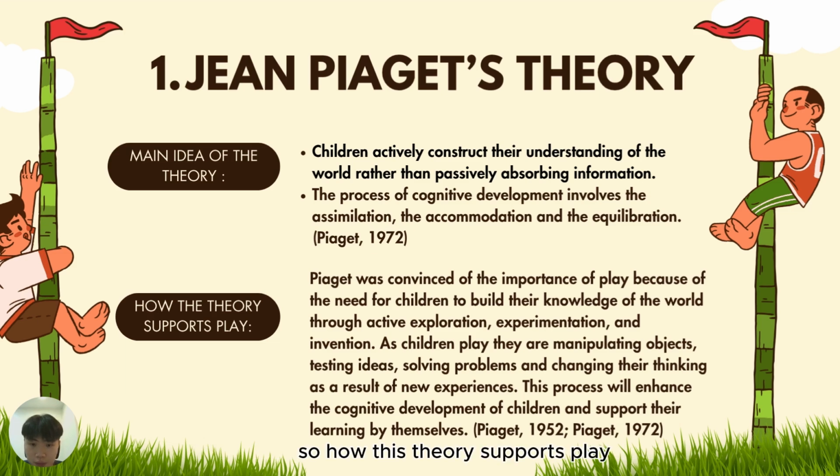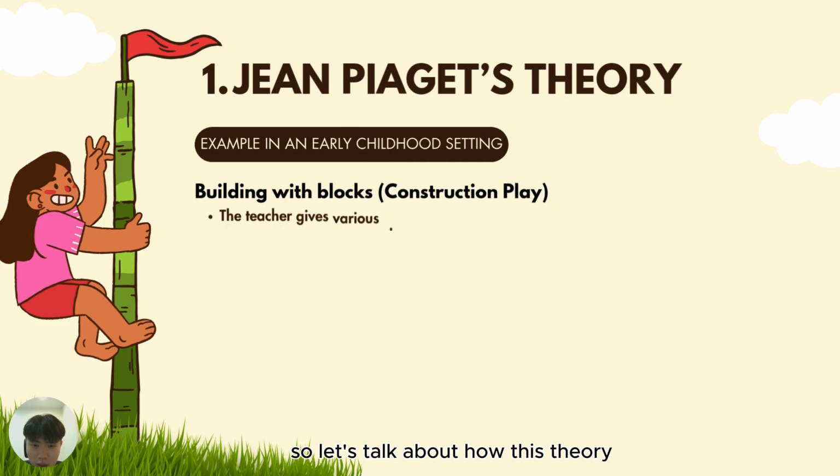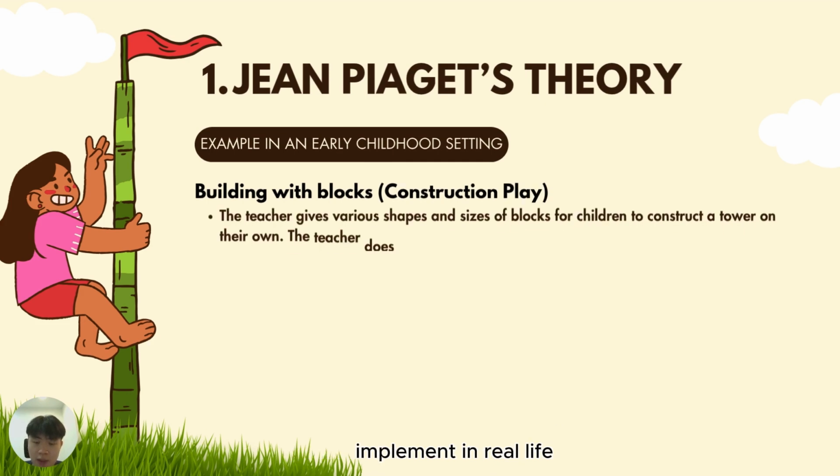So, how does this theory support play? As children play, they are manipulating objects, testing ideas, solving problems, and changing their thinking as a result of new experience. This process will enhance the cognitive development of children and support their learning by themselves. This is stated by Piaget 1952 and 1972. So let's talk about how this theory is implemented in real life.